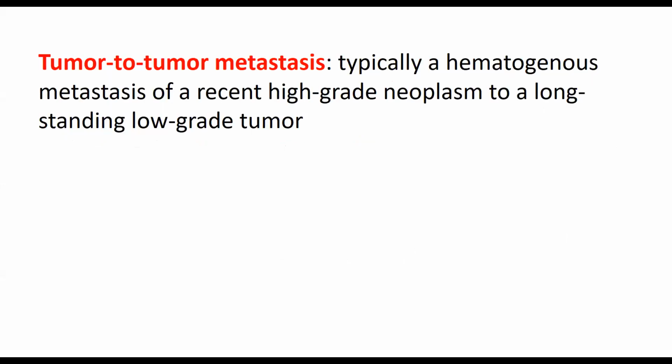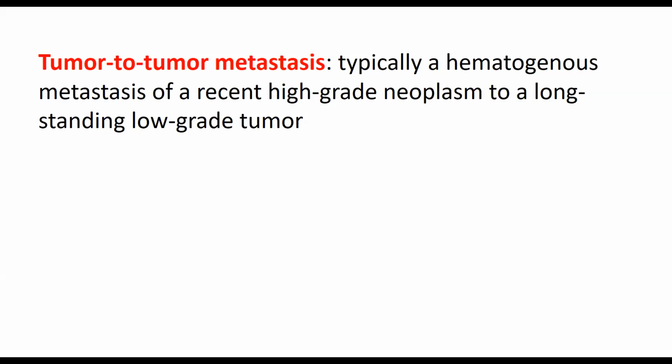All right, tumor-to-tumor metastasis, we'll take that first. Typically a hematogenous metastasis of a recent high-grade systemic primary neoplasm to a long-standing low-grade primary neoplasm. Now, this is the same definition systemically. In the body, all the cancers in the body, they metastasize to each other with some regularity. We see it much less frequently in the brain tumors, but we see it with enough regularity that everyone needs to be familiar with it, all right? But typically, this is a principle. Think about it.